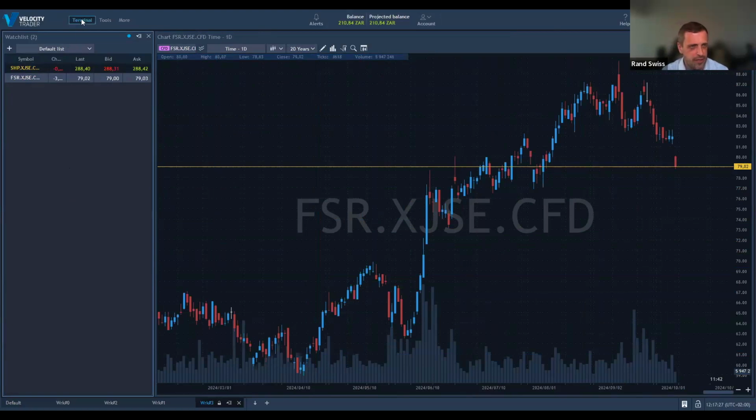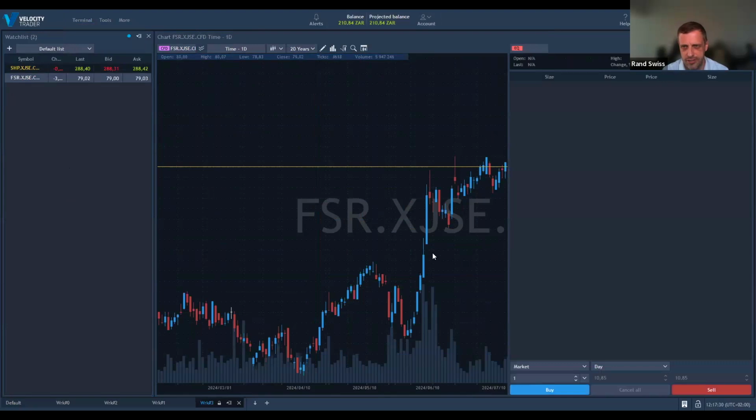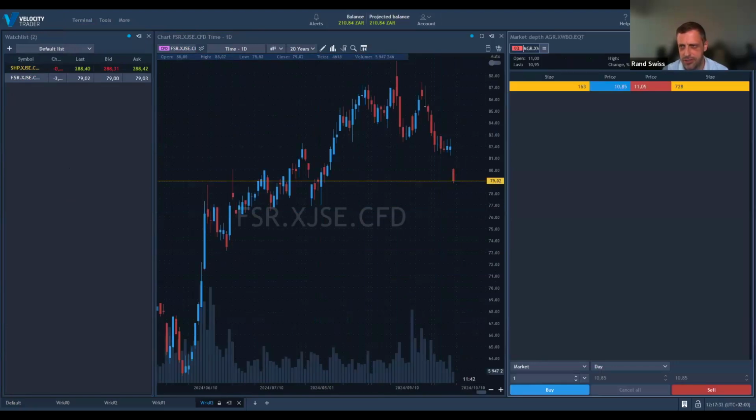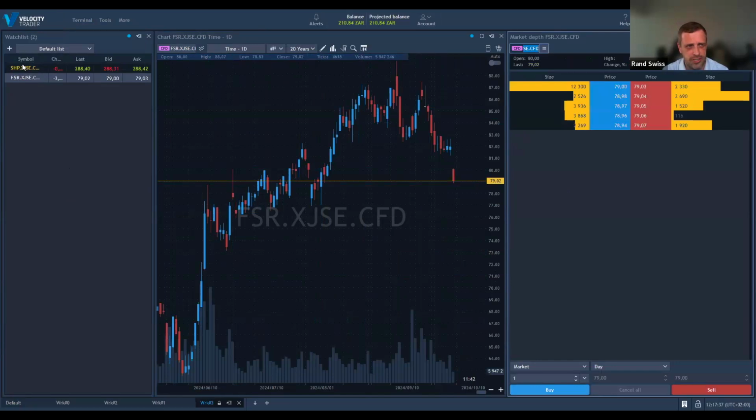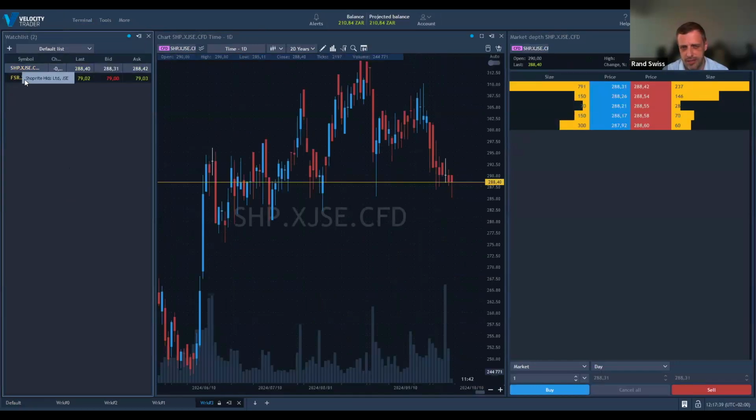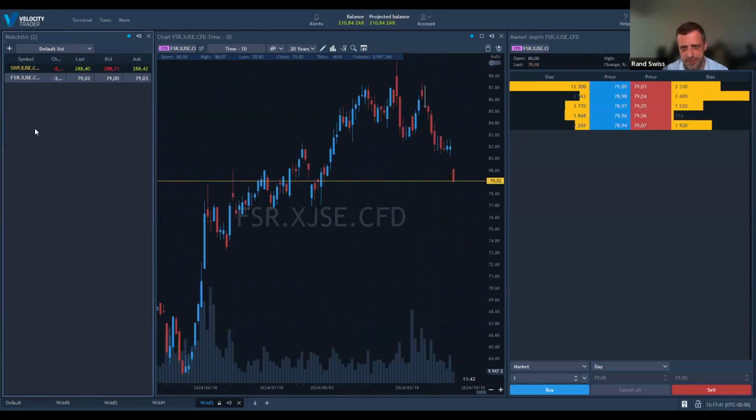Okay. Next up, market depth. Okay, let's look at market depth. I'm going to link this one to blue. So now you can see it also automatically changes the market depth. So what is market depth? Basically, market depth is the orders that are currently on the JSE's order book.